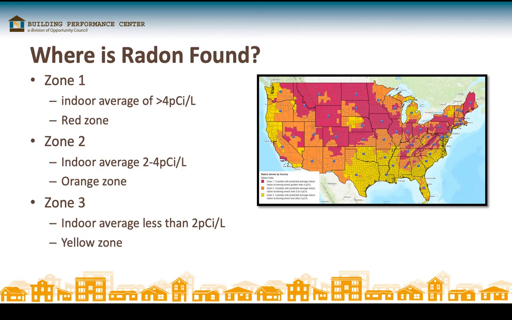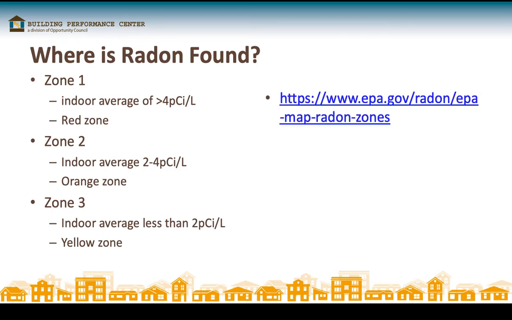What the EPA says is, no matter what, all homes should be tested regardless of their zone designation to find out where they truly are on that scale. This is a link in our PowerPoint presentation. You won't be able to take advantage of it, but just go to epa.gov/radon/EPA map radon zones, and you can find a map of your state and the counties you work in.